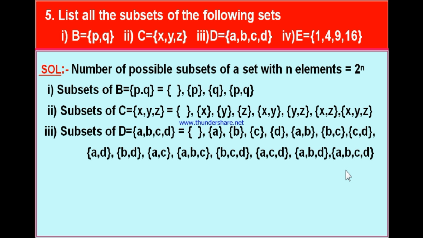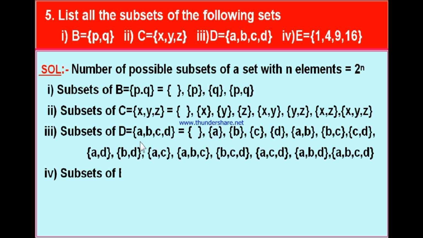And finally, a set with 4 elements, ABCD, the set itself. Now let us count how many there are. 1, 2, 3, 4, 5, 6, 7, 8, 9, 10, 11, 12, 13, 14, 15, 16. There are 16 subsets of a set with 4 elements. We know the formula 2 power n, 2 power 4 is 16. Therefore, we did not miss any subset and we wrote all subsets of D.